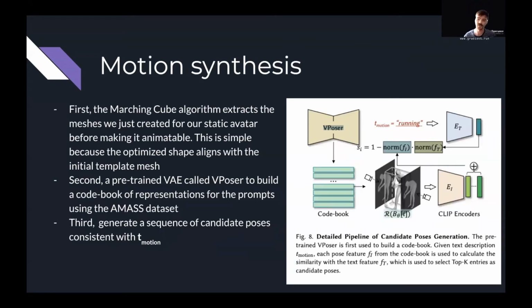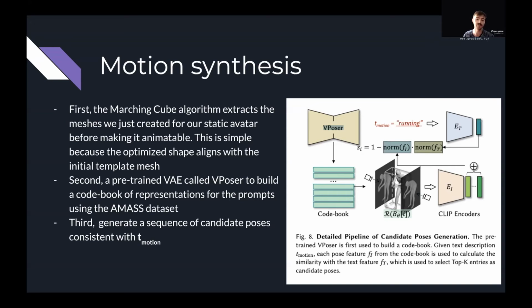So to achieve motion synthesis, first, the marching cube algorithm extracts the meshes we created for our static avatar before making it animatable. This is simple because the optimized mesh aligns with the initial template mesh for all SMPL models. So the way we have done the sculpting and texturing, it does not affect the actual vertices and shape of the SMPL model. So we can do anything we would do to SMPL to our final output.